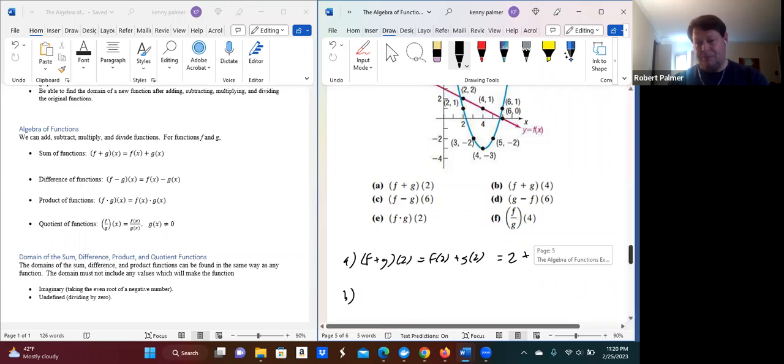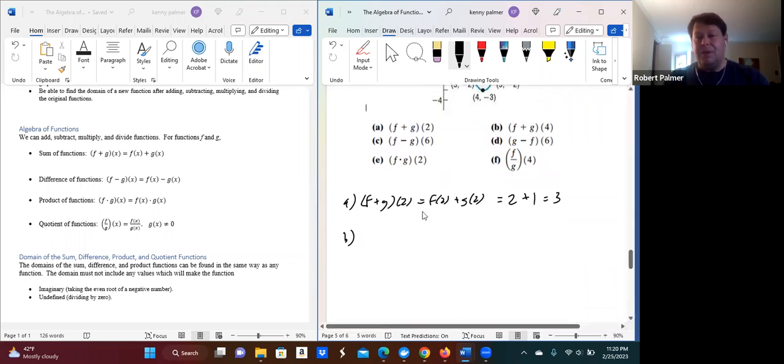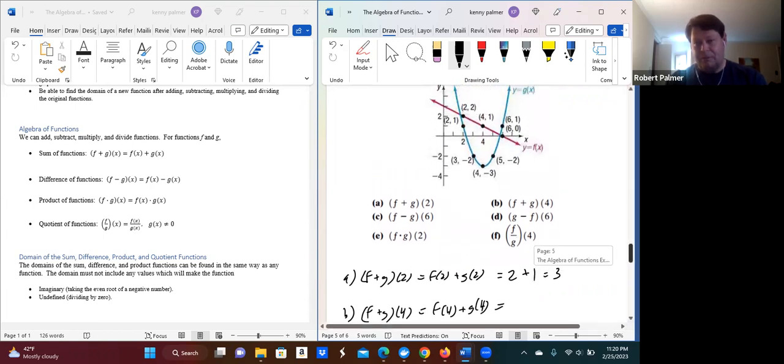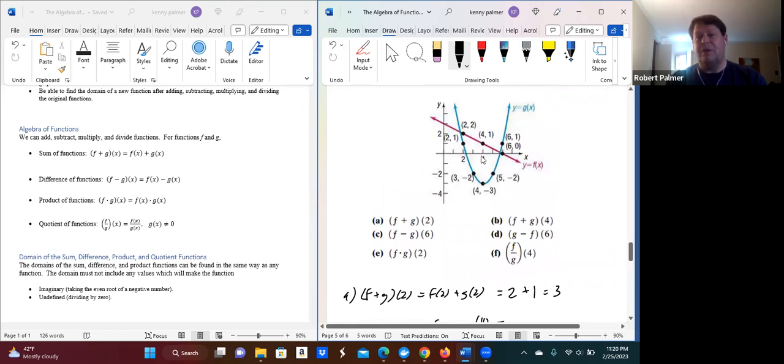Okay, part B. B is another similar one, so f plus g of 4. Once again, from our rule here, it's going to be f of 4 plus g of 4. Okay, so do it the same way. So when x is 4, right here, in the red curve, when x is 4, go to meet the red curve, y is 1.